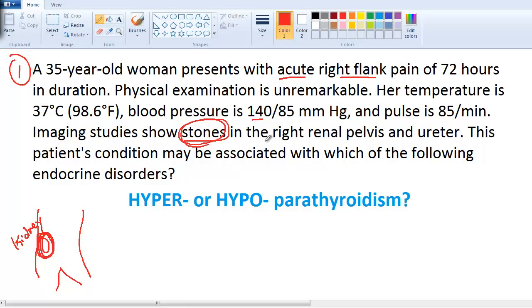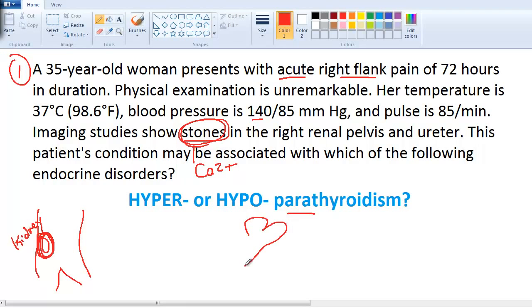Alright, stones, what's going on? What are you thinking? Stones are made out of what element? They're probably going to be made out of calcium here. Alright, so they're blocking. This patient's condition is associated with which of the following endocrine disorders? I got rid of the multiple choice, just to focus on the parathyroid right now. Is it going to be hyper or hypo?